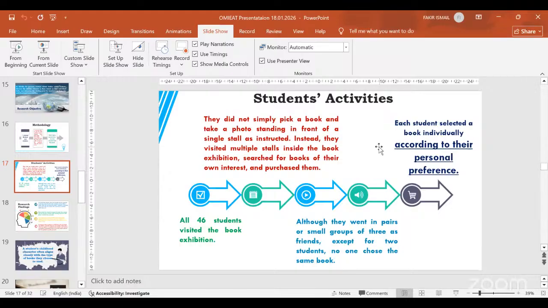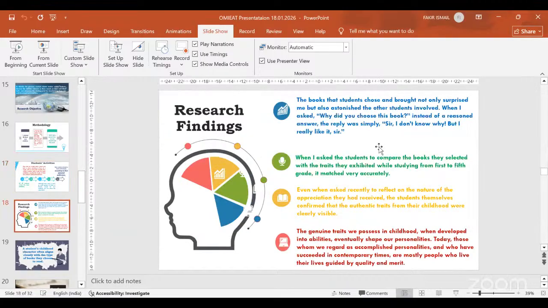Even today, most of us live more for others than ourselves, spending our lives without truly living them for ourselves. So the same thing happens. I realized this, and my research findings are the same. The books that students chose and brought out not only surprised me, but also astonished the other students involved. When I asked, why did you choose this book? Instead of a reasoned answer, the reply was simply, sir, I don't know why, but I like this book, sir.